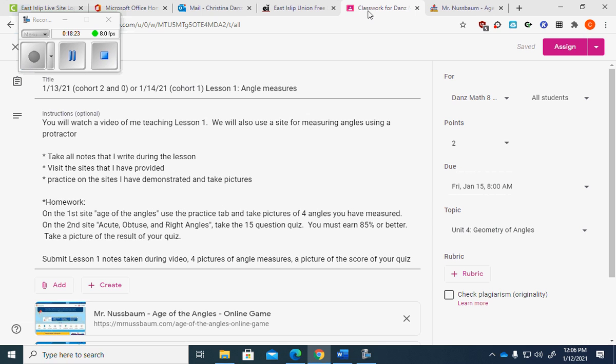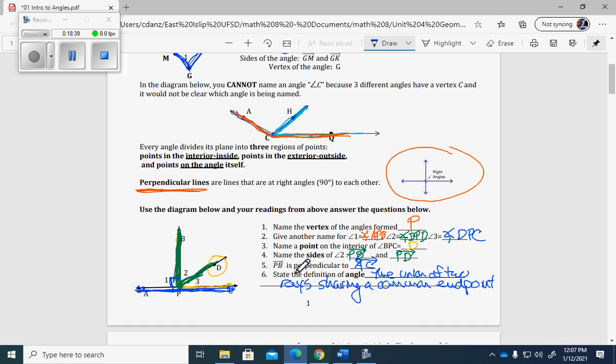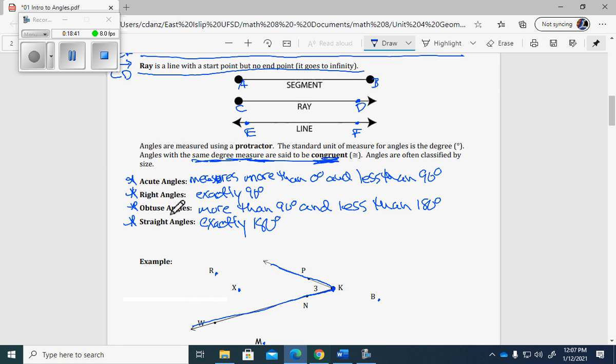All right, so if we go back to our Google Classroom, it says on the second site, it's about acute, obtuse, and right angles. And there's a 15-question quiz. So just remember what we did in our notes about acute, right, obtuse, and straight. So acute is more than 0, less than 90. A right is exactly 90. Obtuse is more than 90, less than 180. And a straight angle is exactly 180.